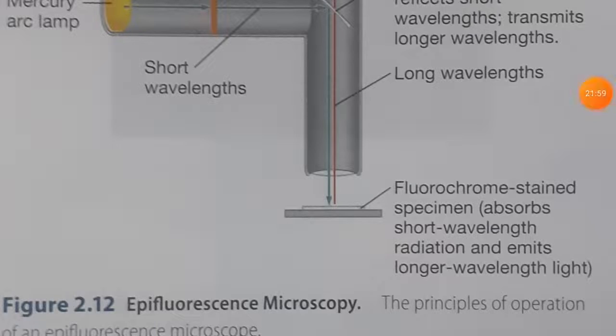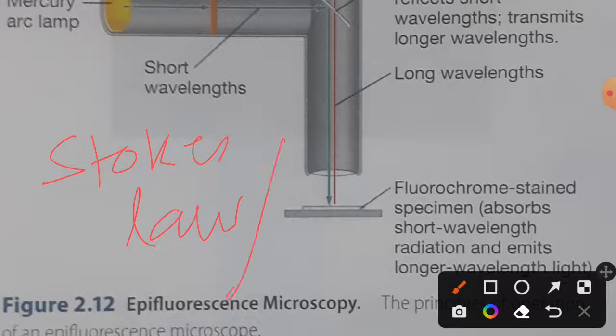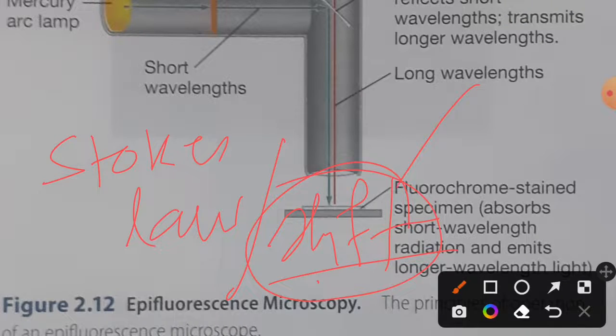It is applicable for both fluorescence microscopy and fluorescence spectroscopy. So this phenomenon is known as Stokes law or shift. In some textbooks you may find the term shift, or in some textbooks you may find the term law, but both are the same.